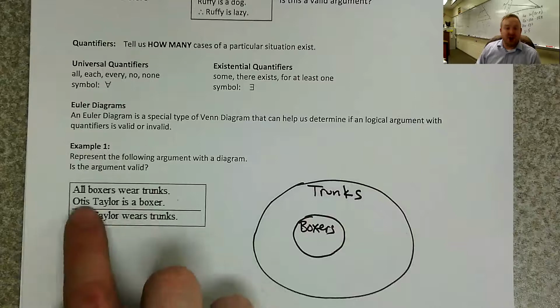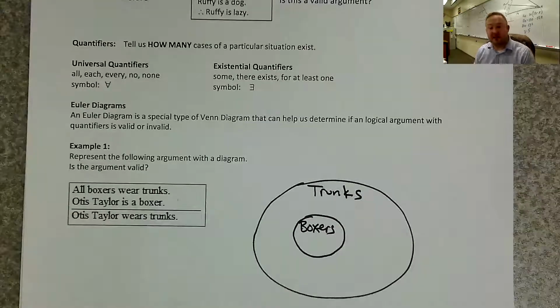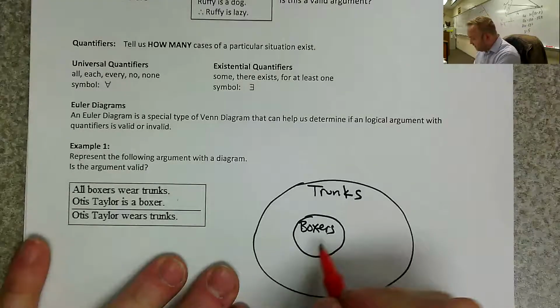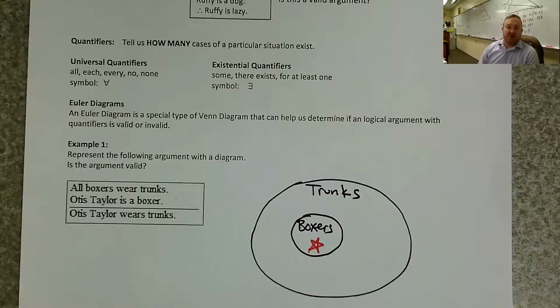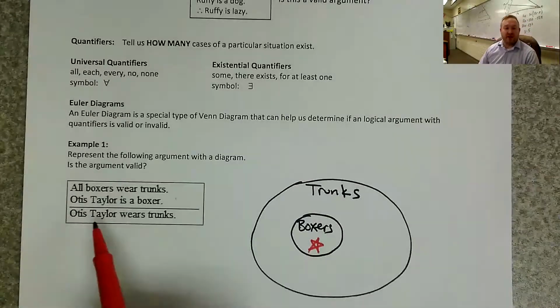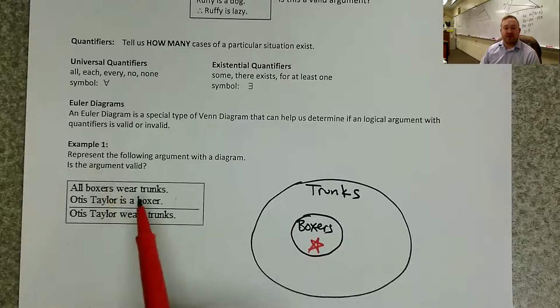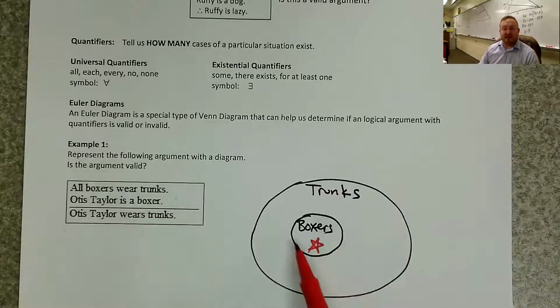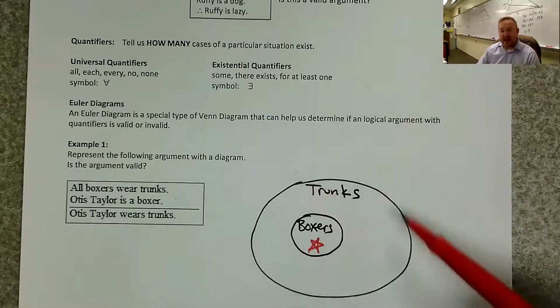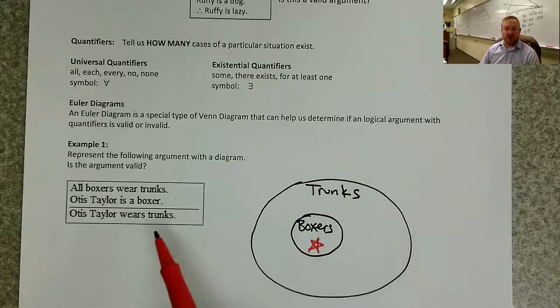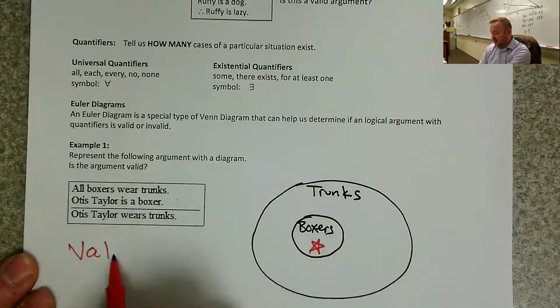Now, my next premise is Otis Taylor is a boxer. So if Otis is a boxer, then Otis lives inside the boxer circle. That little star there represents Otis Taylor. Now the conclusion is that Otis Taylor wears trunks, and we have to decide if that is a valid conclusion based on these premises. Is Otis inside of the trunks circle as well? Of course he is. If you just ignore boxers, that star, which is Otis, is inside the trunk circle. So Otis Taylor wears trunks? Yes, he absolutely does. That is a valid argument.